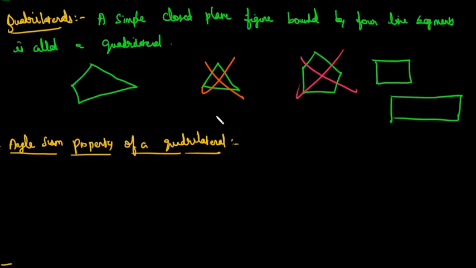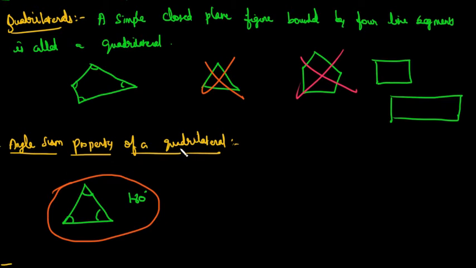So what is the angle property of a quadrilateral? What does that mean? What happens when we add all the angles of the quadrilateral? What is the sum of the angles of a triangle? We already studied that. When we have a triangle, adding all three angles, you will get 180 degrees. This is for a triangle. Okay, what about a quadrilateral?